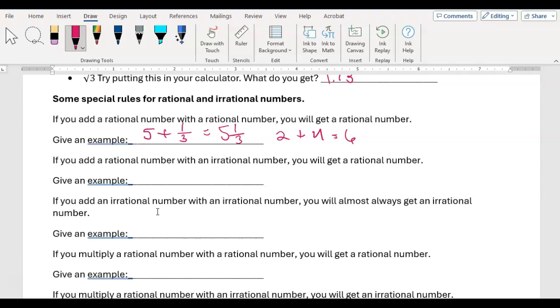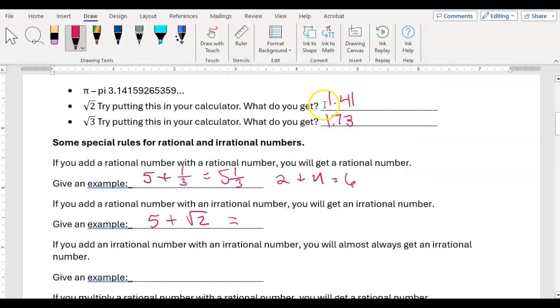If you add a rational number with an irrational number, you will get an irrational number, okay? You'll get an irrational number because if we add, for example, 5 plus the square root of 2, which was 1.41, you'll get 7.41 and so on and so forth, right? So you're going to create another irrational number.